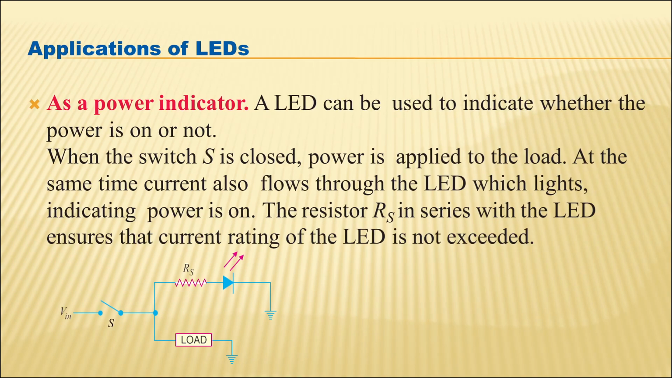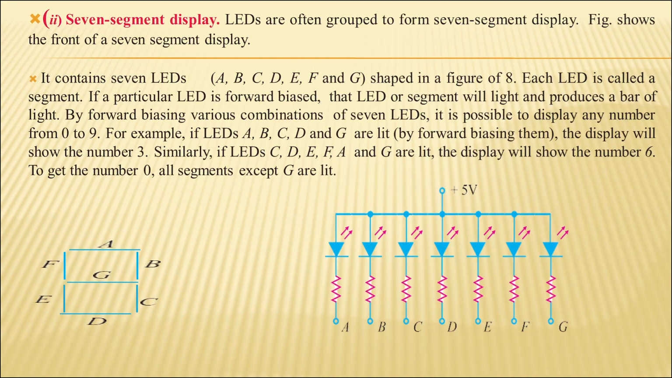Next is the application of LEDs. An LED can be used as a power indicator, to indicate that the power is on or off. When switch S is closed, the power is applied to the load. The current flows through the LED, so the light turns on. It indicates the power is on. The resistor RS in series with the LED ensures that the current rating of the LED is not exceeded. The second application is the 7-segment display.